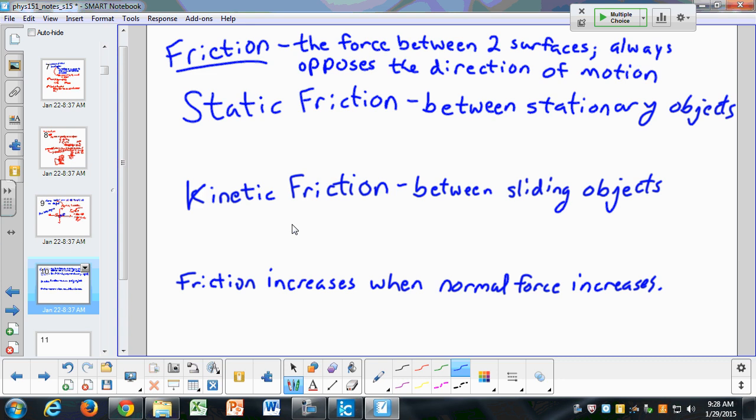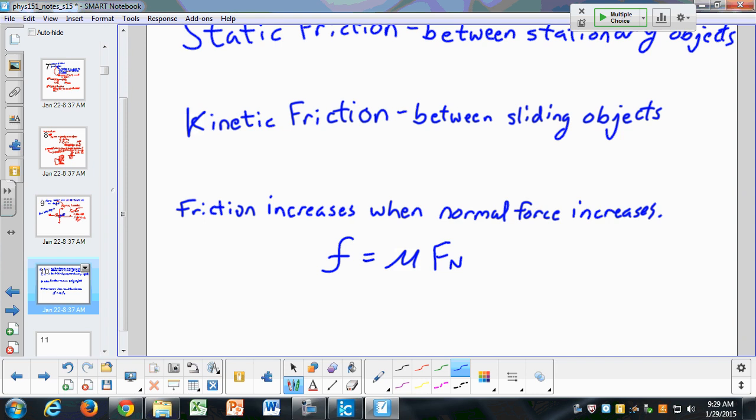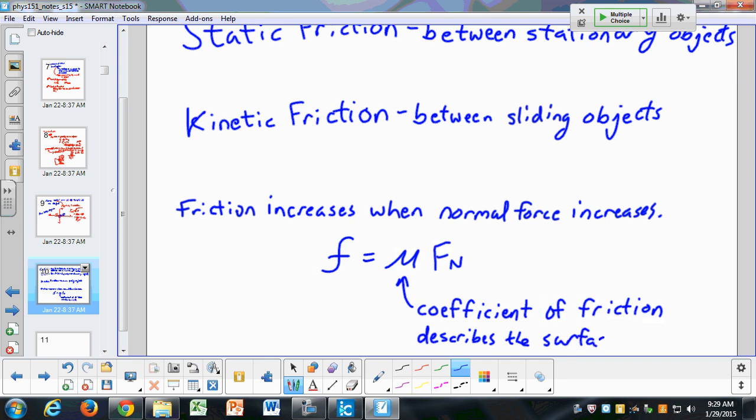We can write this mathematically. The frictional force, the script F, is equal to something we call the coefficient. This is the Greek letter mu, times the normal force. This is the coefficient of friction. It describes the surfaces only. And so it's different for different surfaces.